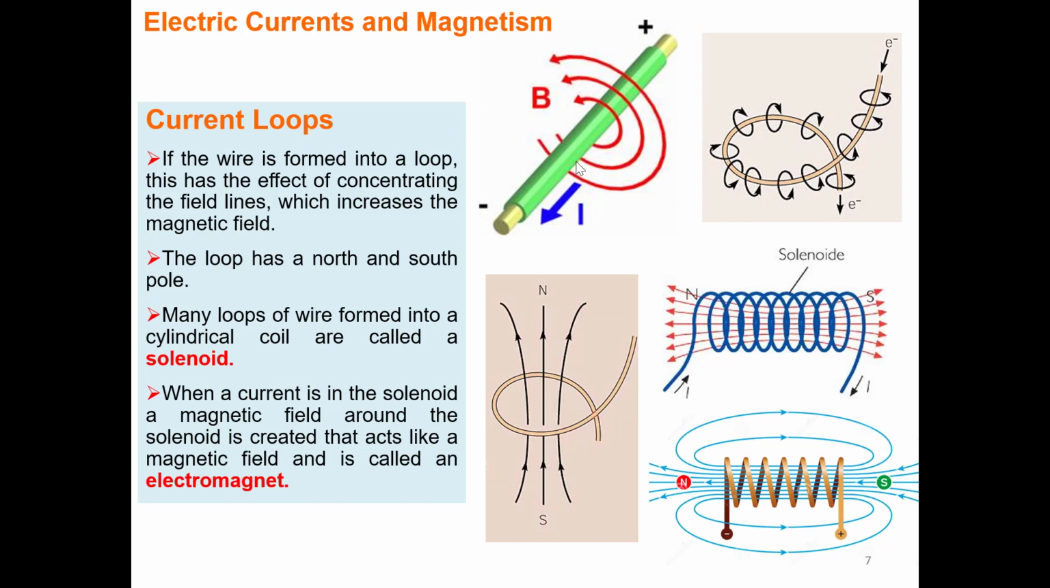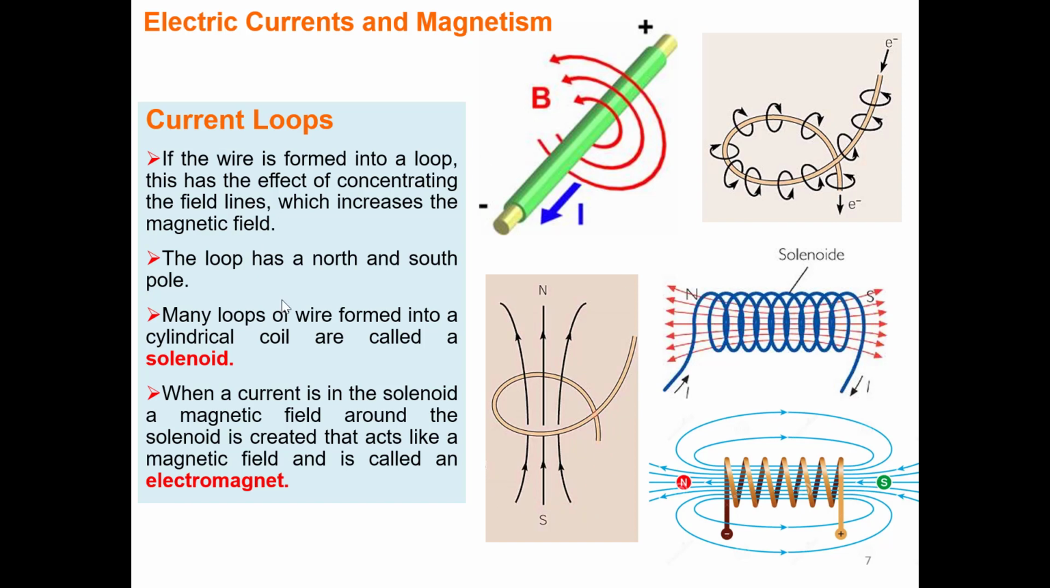Now, if the wire is formed into loops, the lines of the magnetic field concentrate, which increases the magnetic field. And we can see in this picture we have more lines of magnetic field. Then they will create a magnet with north and south poles.